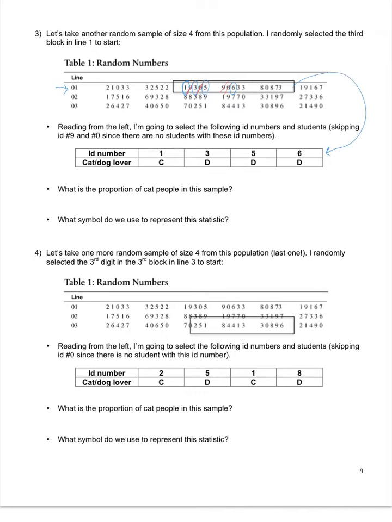And if we flip back a page, which I'll let you do to verify, we're going to find that ID number 1 is the only ID number in this sample that goes with a cat person. So the proportion of cat people in this sample is 1 out of 4, or 25%. And since this is another sample, our symbol is p-hat.